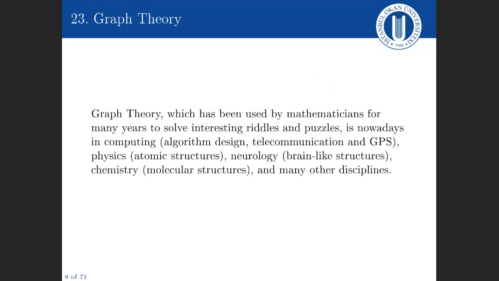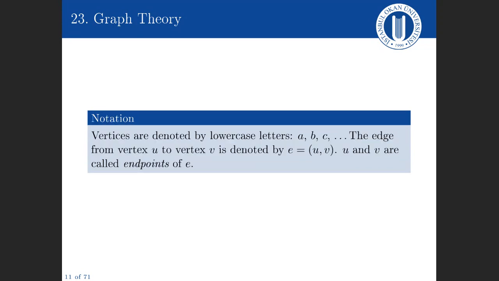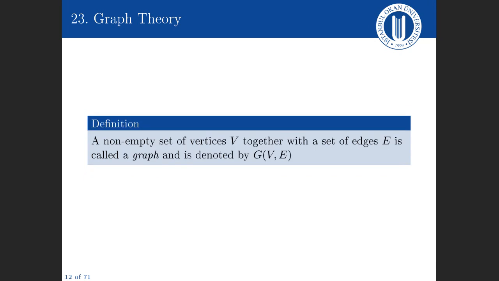Graph theory, which originally was just interesting to mathematicians because we could solve riddles or puzzles, now has lots of interesting applications in computing, in physics, in neurology, in chemistry, etc. What is a graph? A graph is formed by points, which are called vertices, and lines, which are called edges. For vertices, we use lowercase letters a, b, c, etc. The edge from a vertex called u to a vertex called v is written (u, v). The vertices u and v are called endpoints of the edge e. We have a non-empty set of vertices, V, together with a set of edges called E. We call this a graph, and we write this as G(V, E).